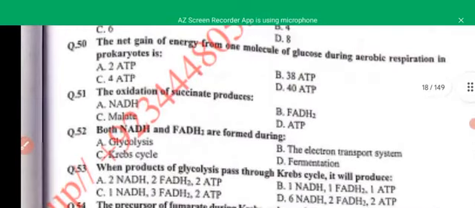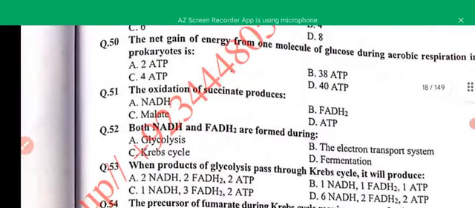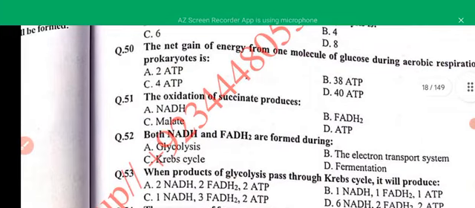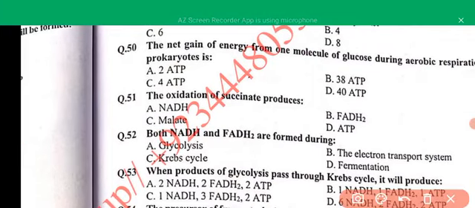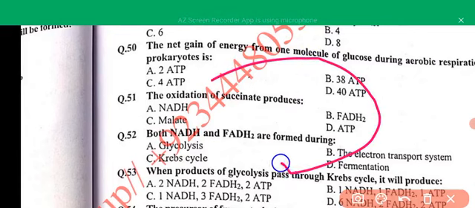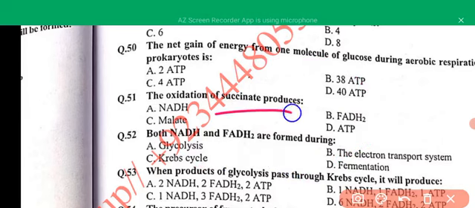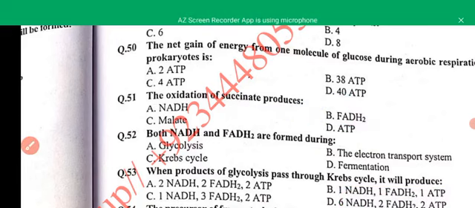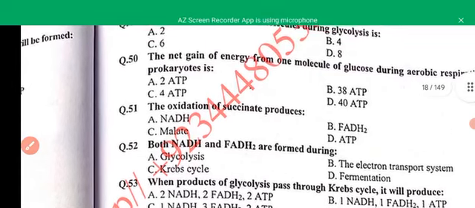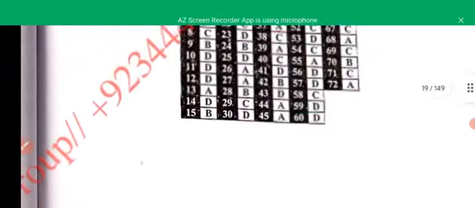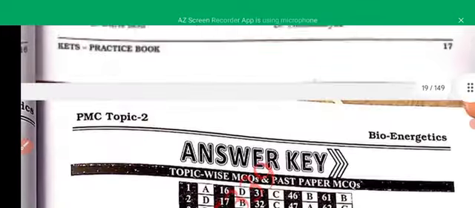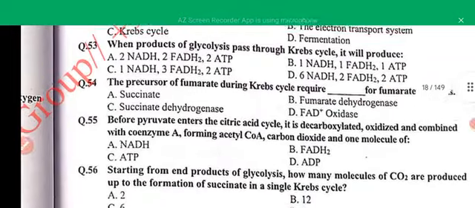Single best option. Then, the oxidation of succinate produces FADH2. In the Krebs cycle, among oxaloacetate, citrate, isocitrate, alpha-ketoglutarate, succinate, fumarate, and malate, when succinate is oxidized, FADH2 is produced instead of NADH. So it is the most important MCQ also. 51. B. Good. FADH2 is the best answer.